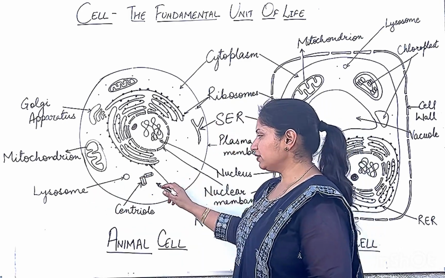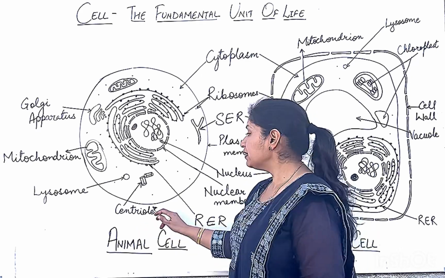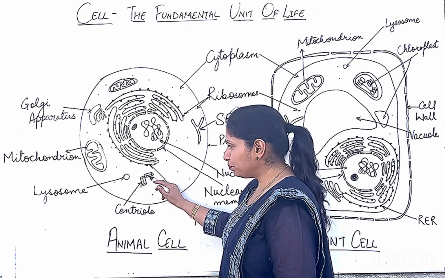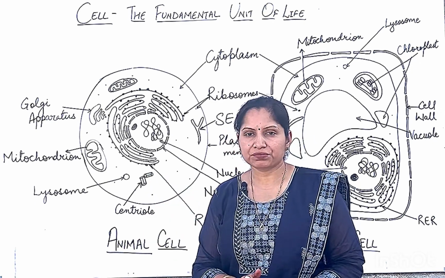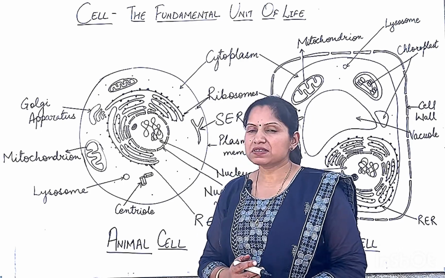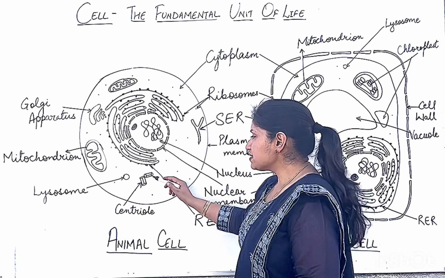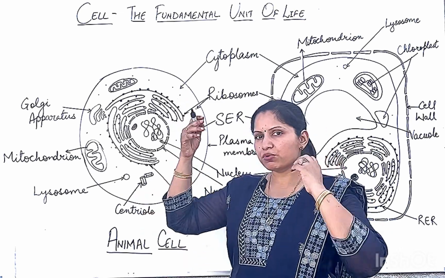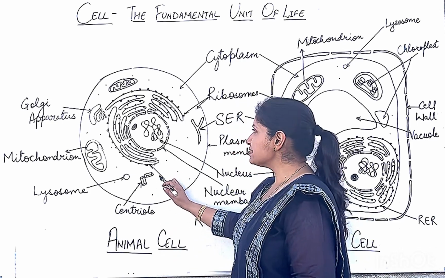The next organelle that is present only in an animal cell and absent in a plant cell is the centriole. Two centrioles are there that are perpendicular to each other, and they together form the centrosome. The centrosome helps in cell division. So when an animal cell divides, these centrioles will divide from each other and go to opposite sides of the cell. So here we have drawn the centriole.